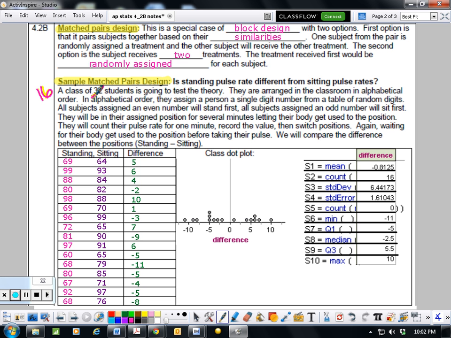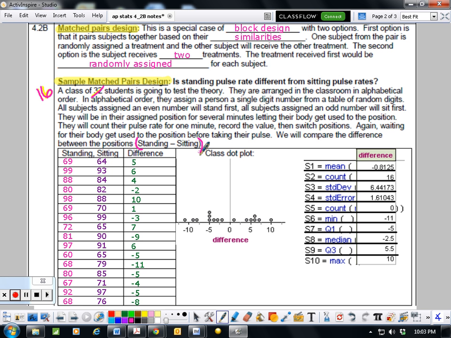They arrange the classroom in alphabetical order, and they assign each person a single digit number from a random table of random digits. All subjects assigned an even number would stand first. All subjects assigned an odd number would sit first. They will be in their assigned position for several minutes, letting their body get used to the position. They will count their pulse rate for 1 minute, record the value, and then switch. Again, waiting for their body to get used to the position before taking their pulse. And then we compare the difference between the positions, and we're comparing standing minus sitting.